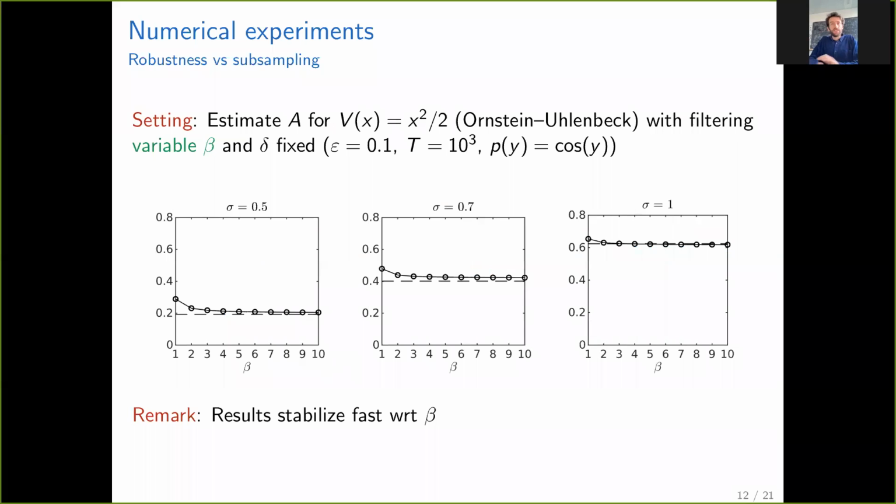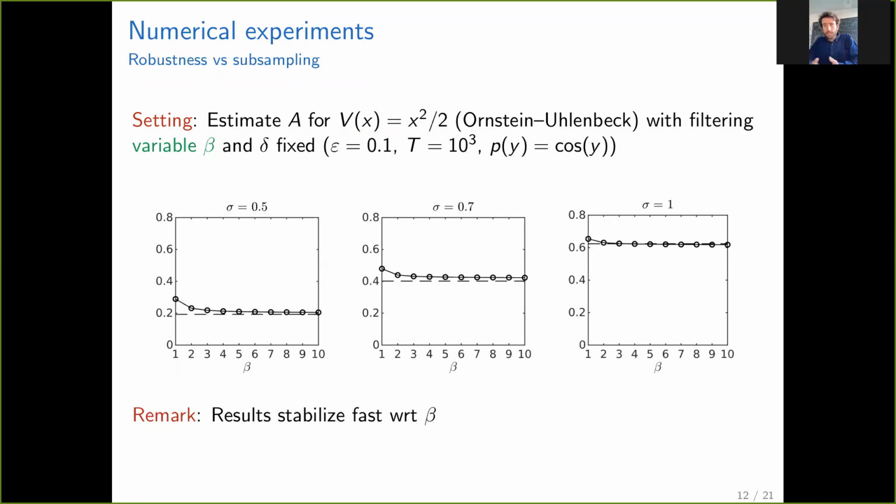So let's see just numerically what happens varying this coefficient beta. So we fix everything else and we vary the coefficient beta. And you can see here for 3 different values of the diffusion coefficient that actually the results stabilize quite fast with respect to beta. Before we were taking beta equals 5, just to be sure somehow, but actually we can see that already with beta equals 3 or 4, the results are extremely good with respect to a single application like beta equals 1.